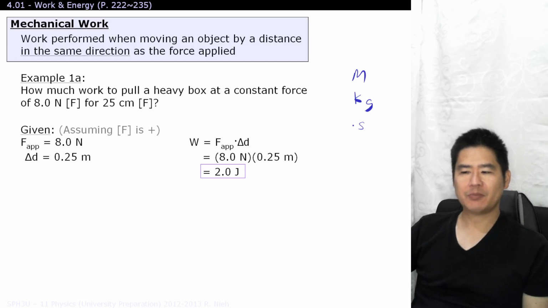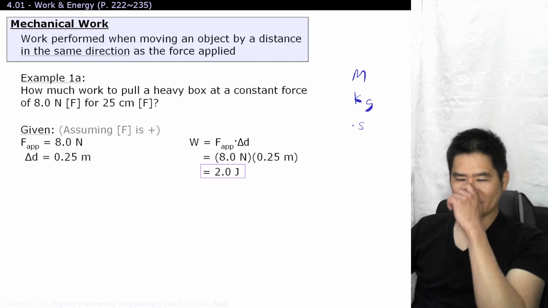8 newtons times 0.25 meters gives you 2 joules. What exactly is a joule of work? Well, I'll show you that afterwards.